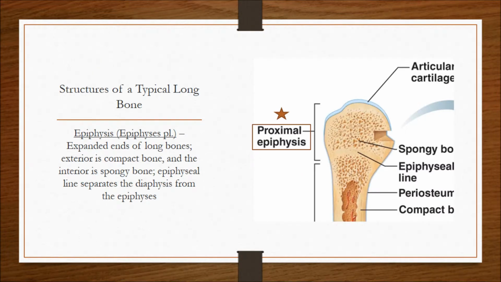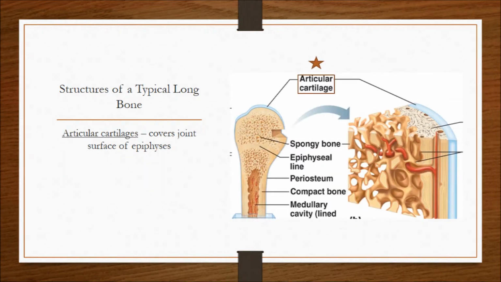Here you can see this bone has 2 epiphyses. As we see here, there's compact bone on the outside and spongy bone on the inside. There's a line that separates the epiphyses from the shaft of the bone, and it's called the epiphyseal line. On the epiphysis, we have articular cartilage, which covers the joint surface.